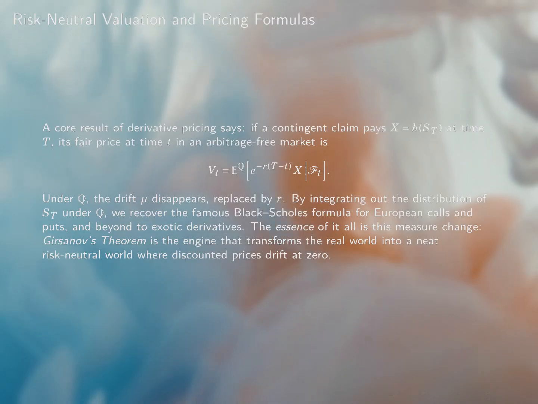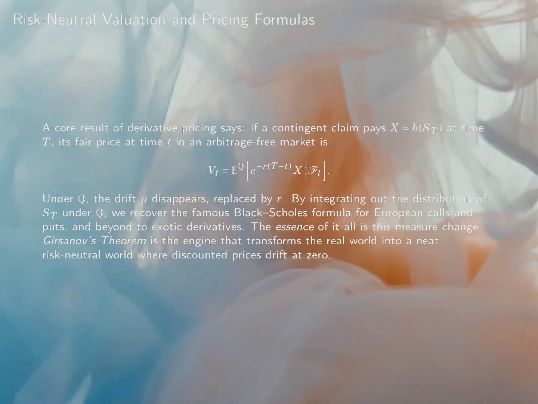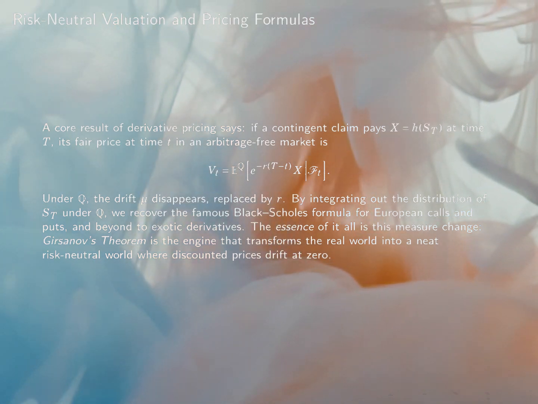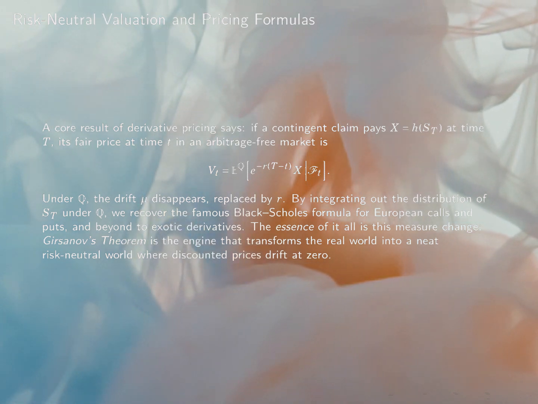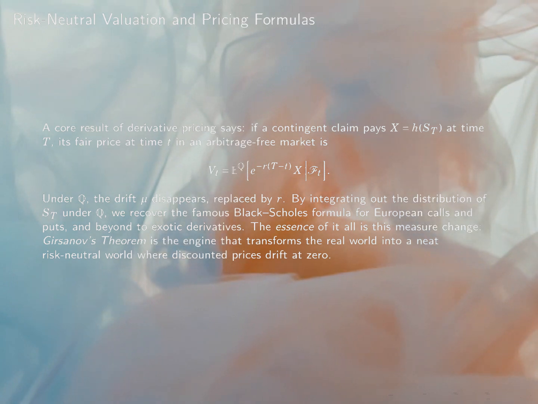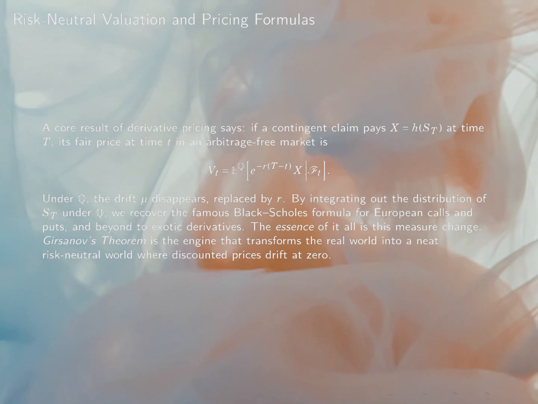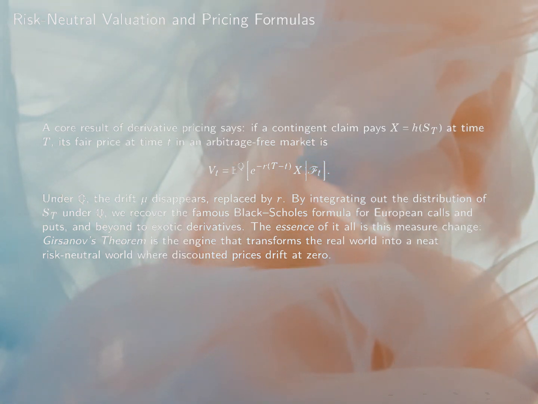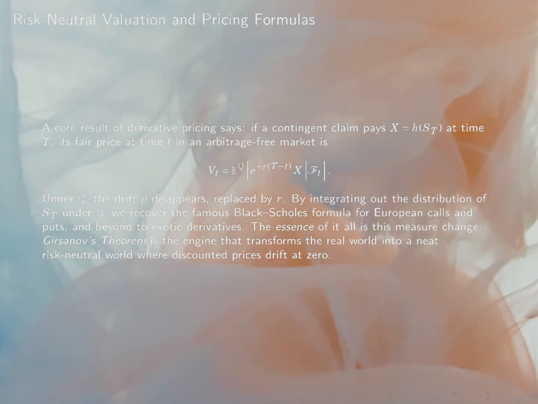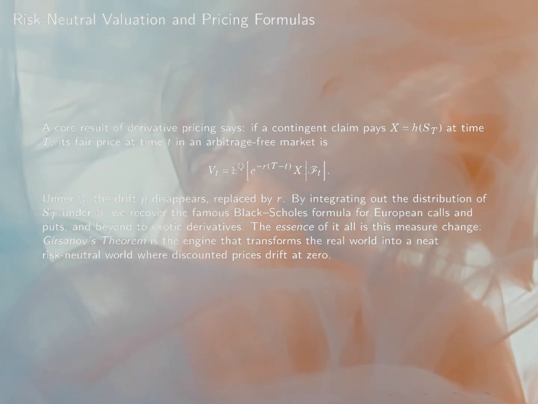Now we arrive at one of the core insights in all of modern finance, the pricing formula under a risk-neutral world. Suppose you hold a derivative that pays capital X equals h of capital S sub capital T at time capital T. This could be a call option, a put, or something exotic. The question is, what is its fair value today at time lowercase t? The answer is clean and elegant.